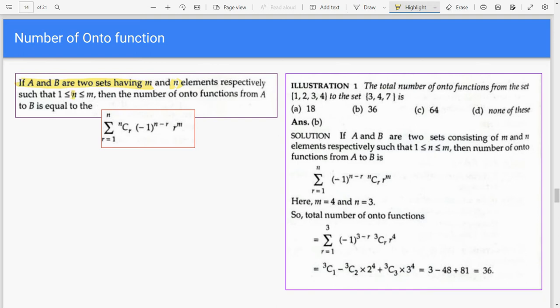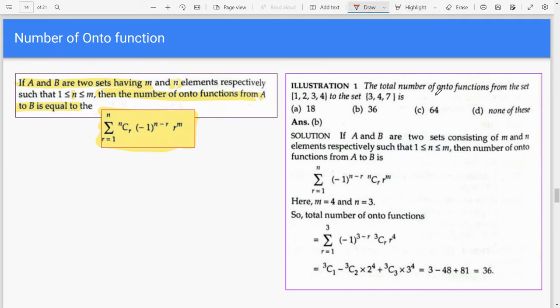Obviously there are some elements in B also, and n is less than or equal to m. Then the number of onto functions from A to B is defined by this particular formula. There is a proof of how this formula comes about, but at this point, even if you don't know the proof, it will work, because you just need to see how this formula works. So let me show you some examples of this formula.